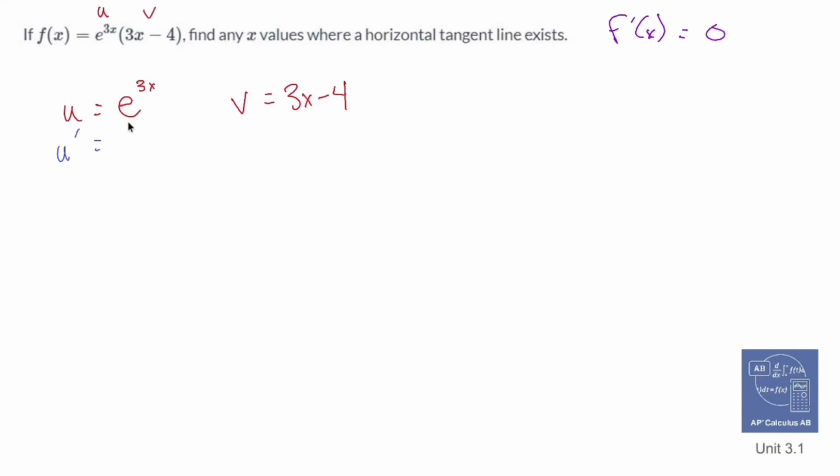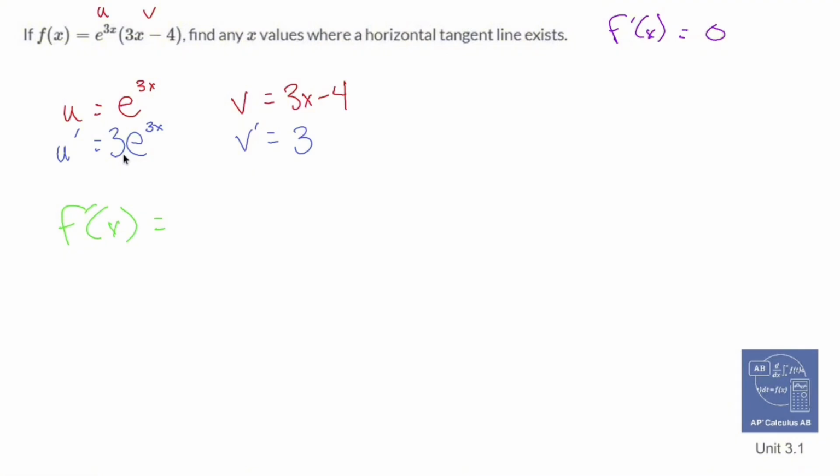The way you handle chain rule is you take the outside stuff, which is e, and take the derivative of it. So what's the derivative of e to the stuff? E to the stuff. Keep the inside stuff the way it is, but then multiply everything by the derivative of the inside stuff. The inside stuff is 3x, so the derivative of 3x is just 3. So the derivative of e to the 3x is 3 e to the 3x. Nothing crazy. The derivative of v is going to be the derivative of 3x, which is just 3, minus 4, which is nothing. So that ended up nicely. That's power rule stuff.